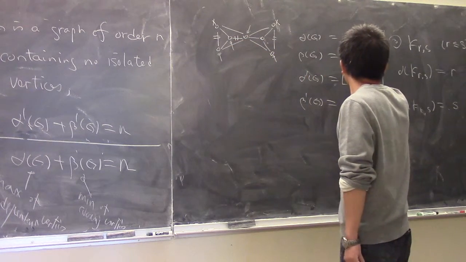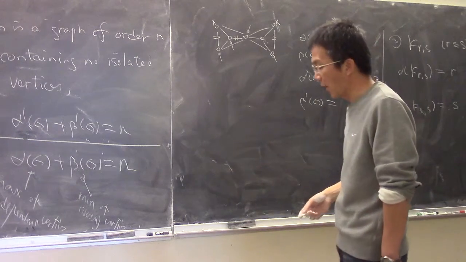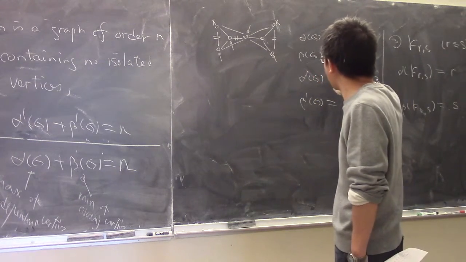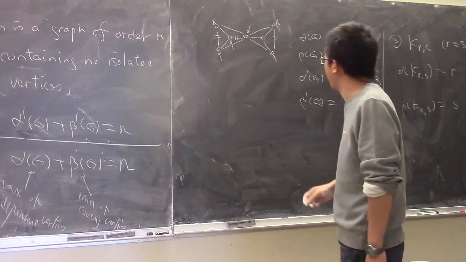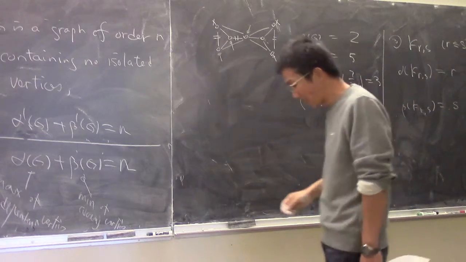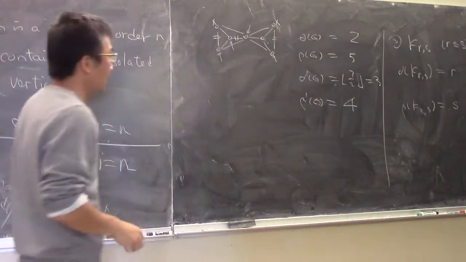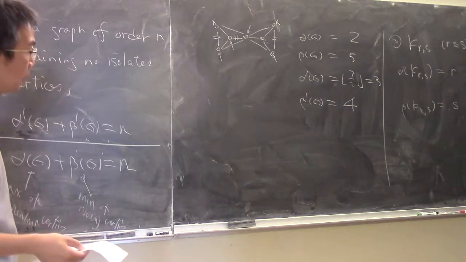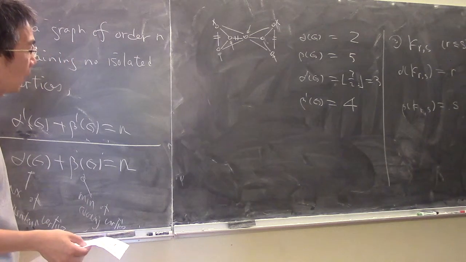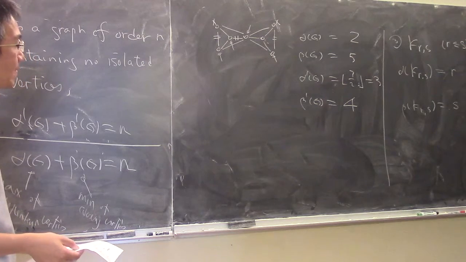So therefore, this is going to be the maximum one, right? You are not able to do better, because this is always less than or equal to that quantity. So that's the maximum, and therefore this is equal to 4. Beta prime is equal to 4. That's the minimal number of edges to cover all of the vertices. Right?